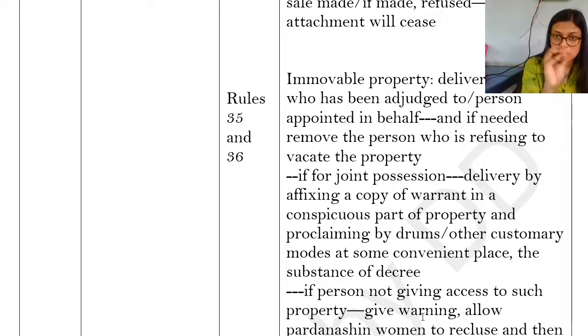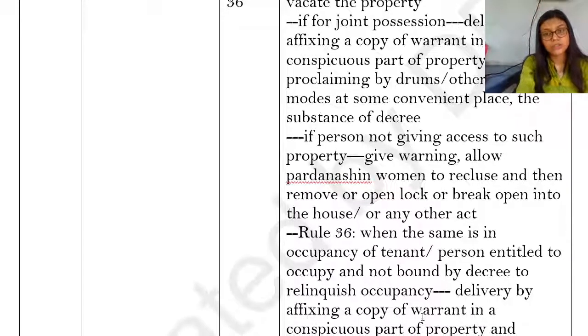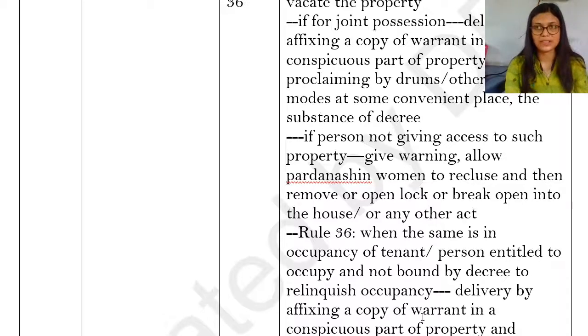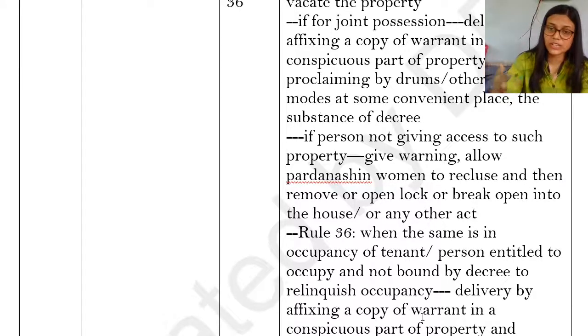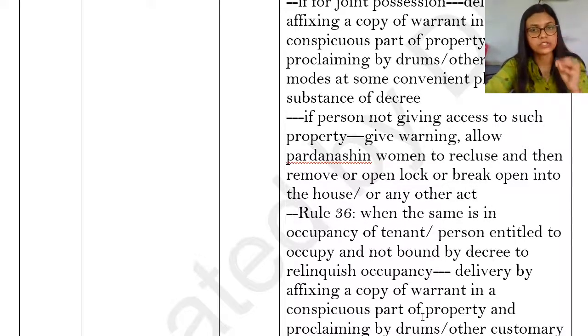Then rule 36 in respect of immovable property, like if it is a house that is now being delivered, it has been decreed in your favor, but at that point of time it is in the occupancy of a tenant who is entitled to that particular occupancy and is not bound by the decree to relinquish his occupancy. Then in those cases, how will you deliver that property? You will go and affix a copy of the warrant in a conspicuous part of the property, and a proclamation by drums, etc., at some convenient place about the substance of the decree may be made. This was about delivery of the property.